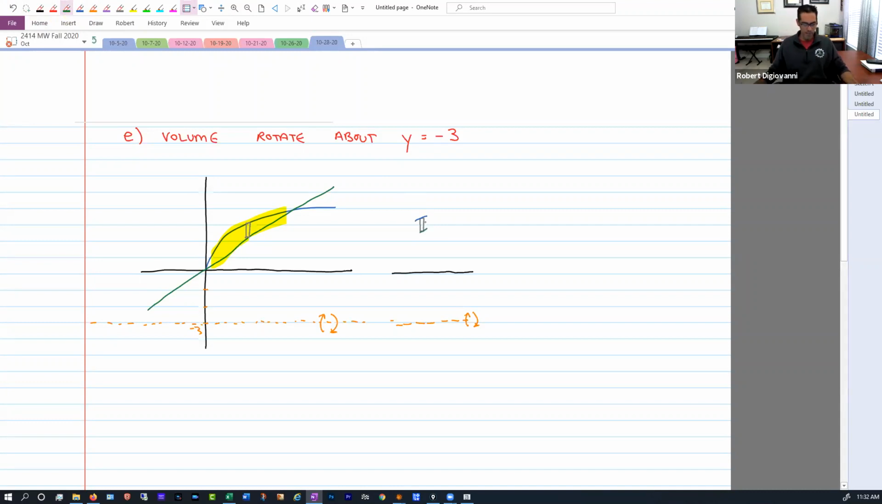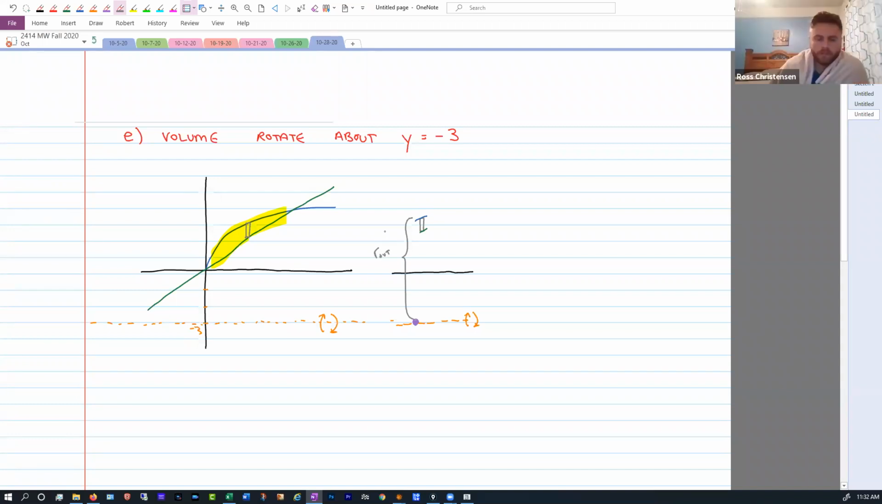Now, you're standing on your axis of rotation. There's your little purple head, and you're looking out at this rectangle. And you're trying to find the outer radius, which would be the distance from you to the outer edge of the rectangle. What is it? That'd be the square root of x minus 3. Okay, square root of x minus 3.